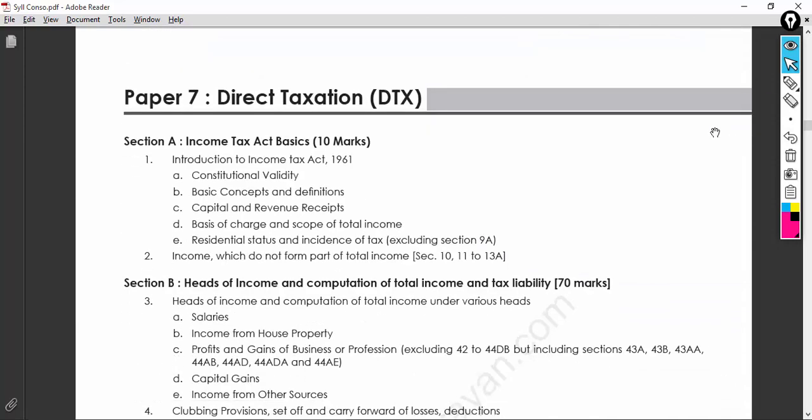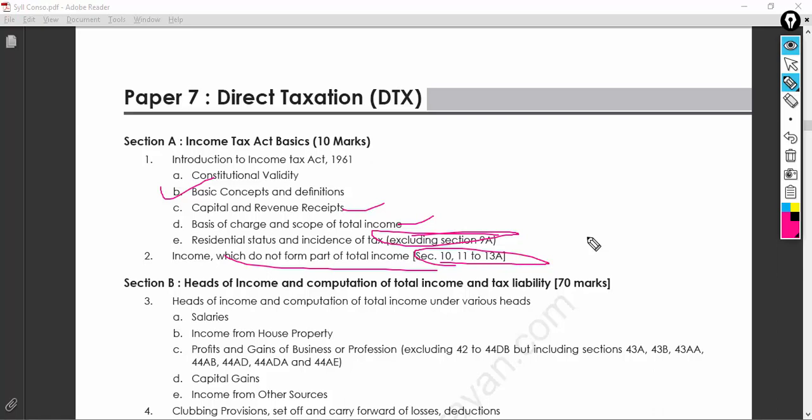Having said that, we have the income tax basics, revenue receipts, all those things we just discussed. Sections we have here, excluding section 9, are the incomes which are not forming part of the total income, which is sections 10, 11, 13 here. Simple, done.